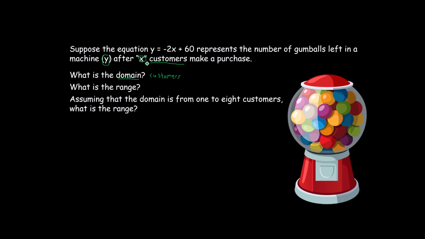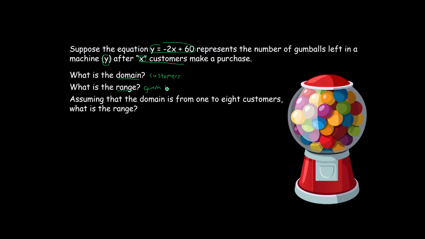And I know that because I'm told it's X customers. What's my range value? Well, it says this rule right here represents the number of gumballs left in the machine, Y. Y is my range, so my range must be the number of gumballs left. Now I'm going to abbreviate that and just write gum left.